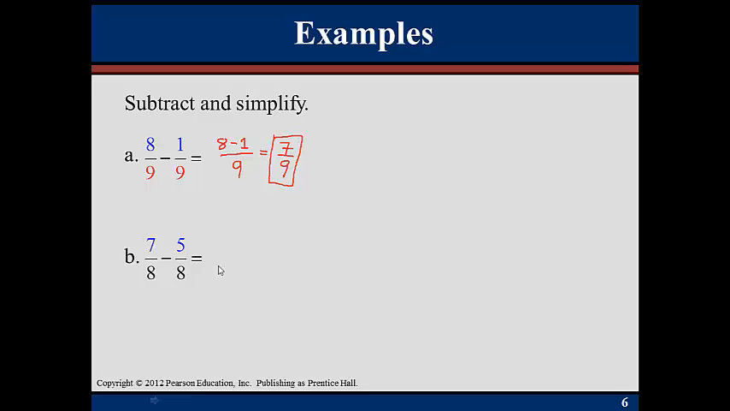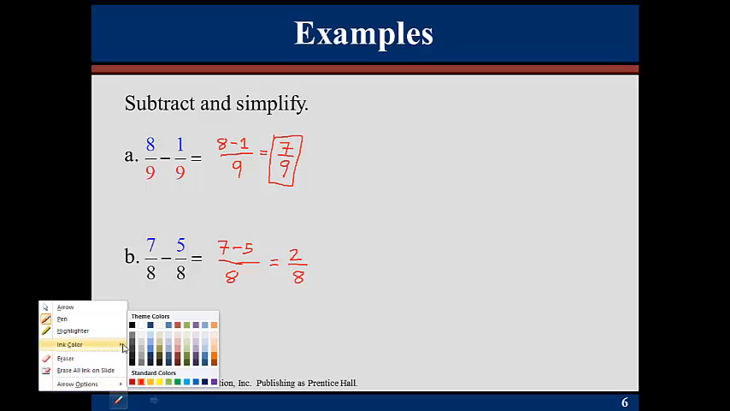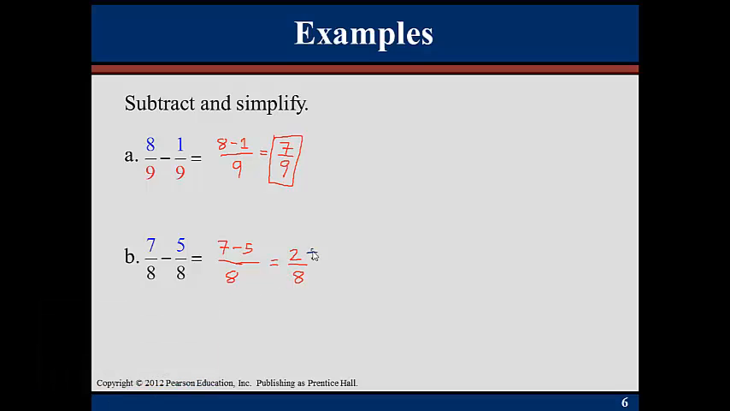For part B, we have 7/8 minus 5/8. Keep the 8, which is your denominator, and then do 7 minus 5. And it becomes 2/8. Then, of course, simplify your final answer. We can divide 2 and 8 by 2. And we end up with 1/4.